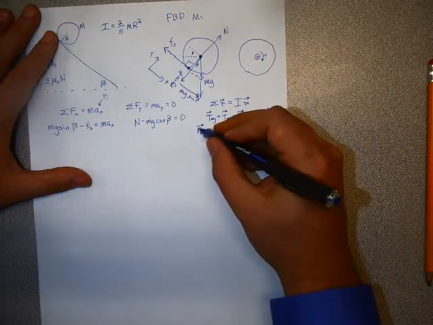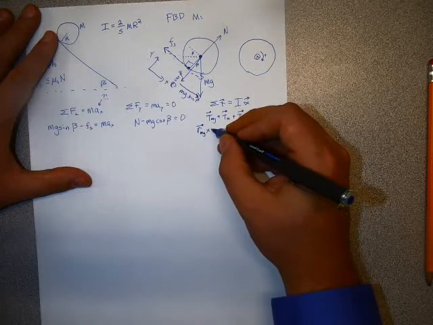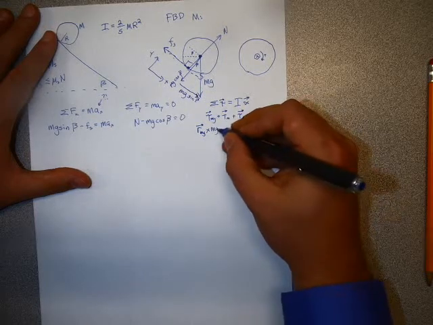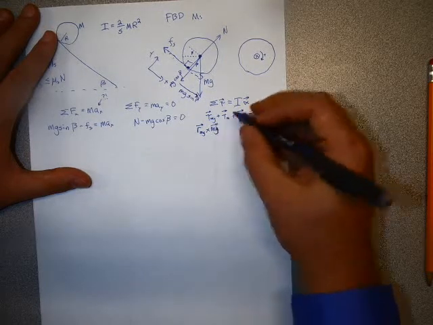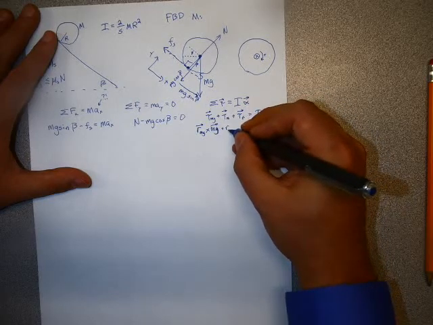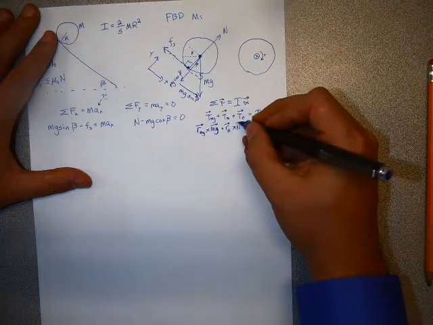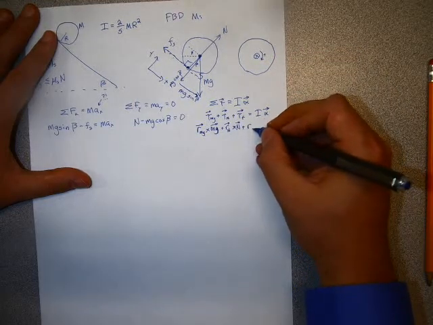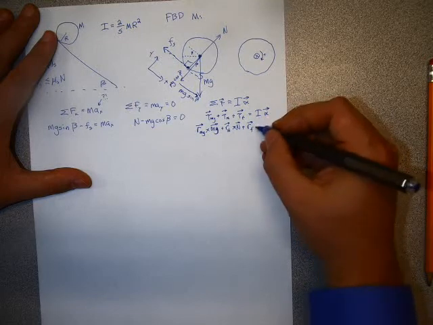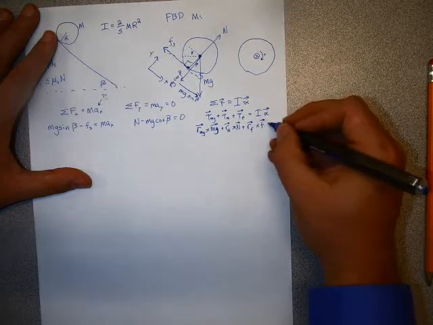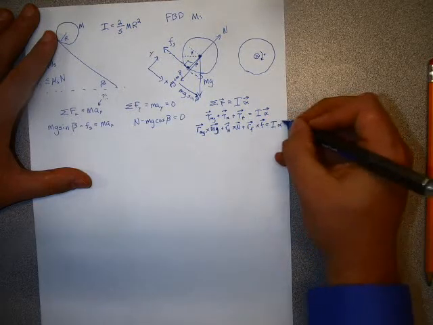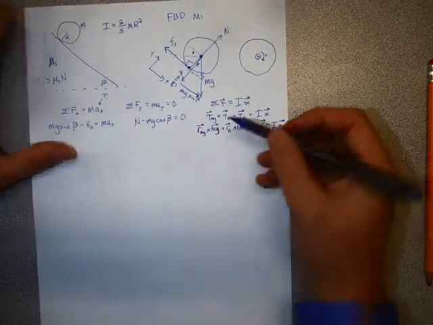So the vector that goes from the axis to the place where the weight is, plus the position vector that goes from the axis to the place where the normal force is, cross the normal force, plus the position vector for where the friction force is, cross the friction force. All right, so we need to do these three cross products.